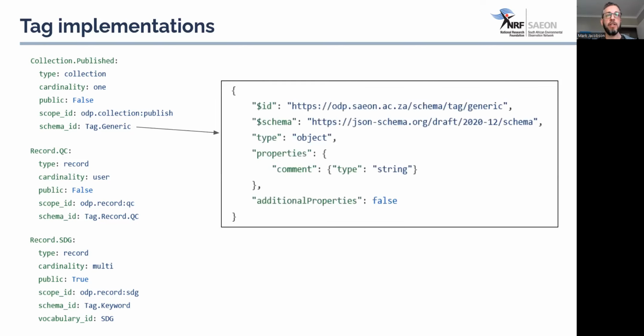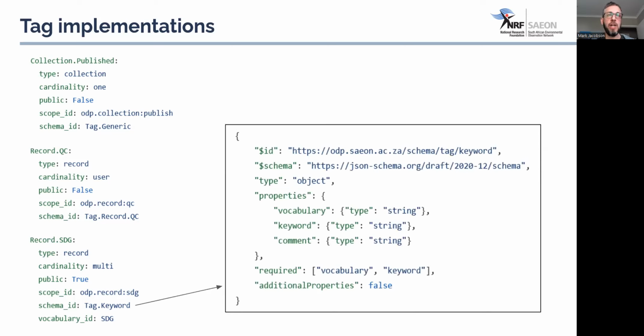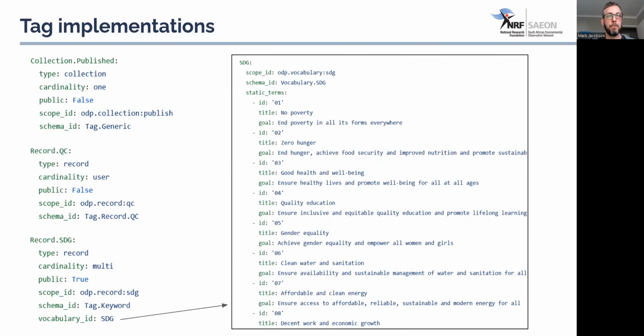The tag schema defines the structure of any data associated with the tag instance. A simple tag like collection published uses the basic generic tag schema, which doesn't actually require any additional data, but it does allow an optional comment. The schema for record QC tags requires a true or false to indicate whether a record has passed or failed the quality check. And the schema for the SDG tag is a generic keyword tag schema, which requires a reference to a vocabulary and to a term or keyword within that vocabulary. Finally, the record SDG tag also defines a link to the SDG vocabulary.